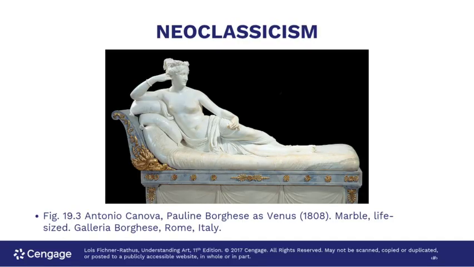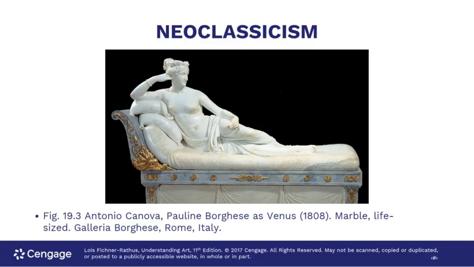Okay, so now we're going to look at neoclassical sculpture. So neoclassicism was really embraced by artists in the United States, in England, in France, and this is the work of Antonio Canova. He was trained in Italy, and he became a sculptor to Napoleon in France and was responsible for a lot of portraits of the emperor and members of the emperor's family.